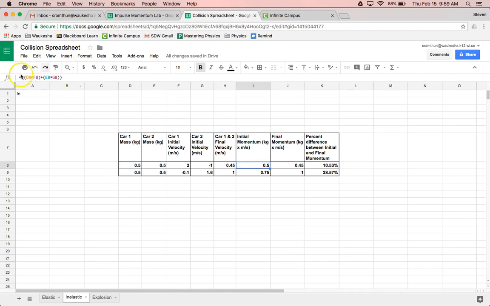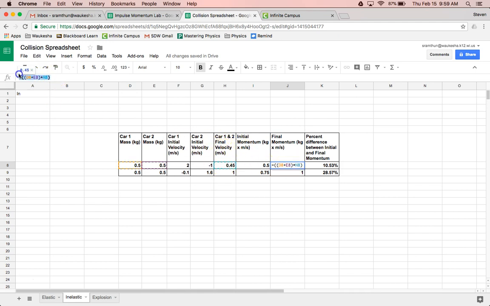If you look up here, I don't know if we have to really do it again. The initial is exactly what we did for elastic. It's car 1 times initial, car 2 times initial, but then final, you'll see I added the masses together, car 1 mass plus car 2 mass, that's D8 and E8, I'm up here now. And then I just multiply by only one velocity.